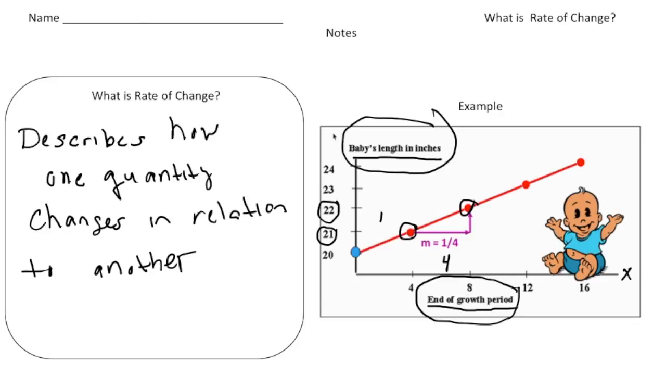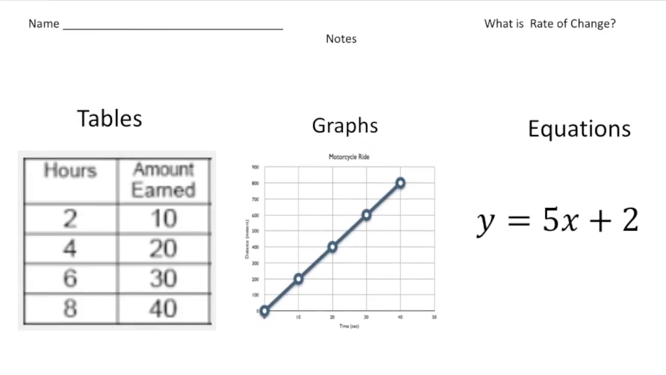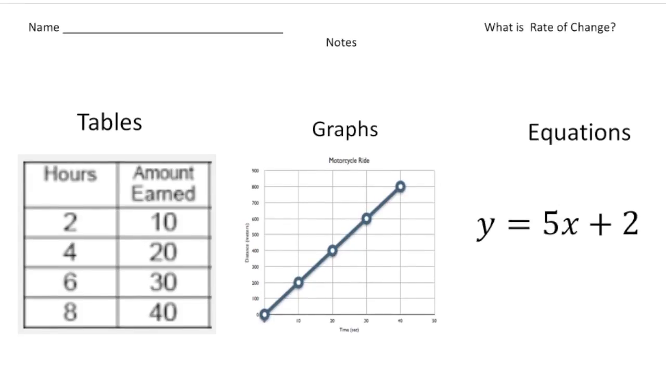So if you turn the page, let's take a look at another example. In fact, there's 3 examples. Rate of change can be determined by looking at tables, graphs, and also equations. This time, the quantities are hours and amount earned. So that's one quantity, and that's the other quantity.